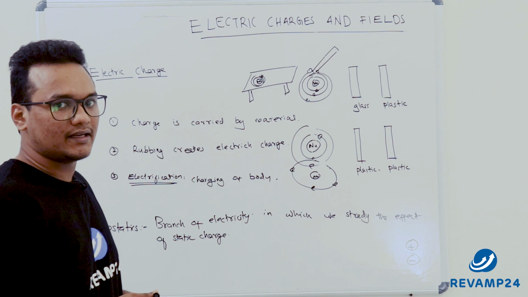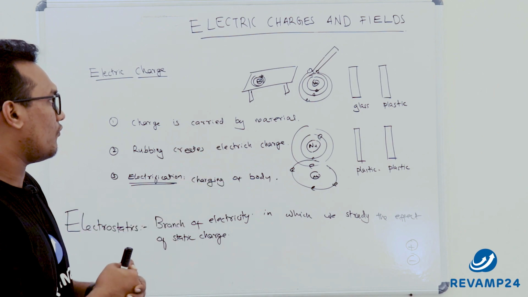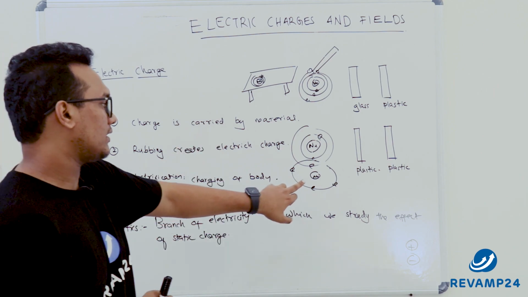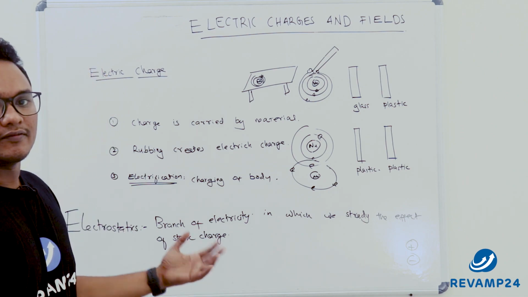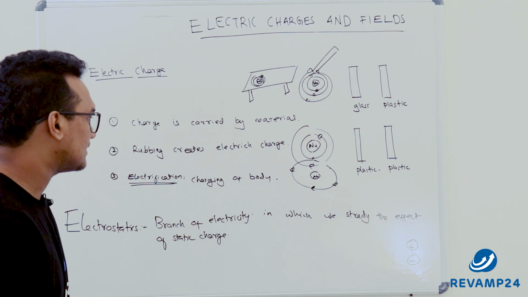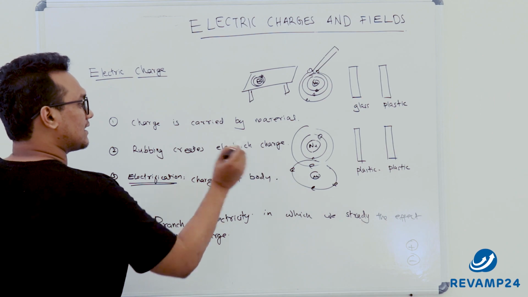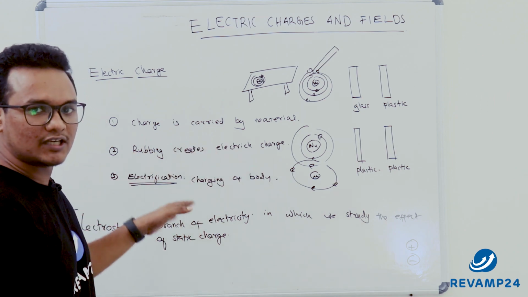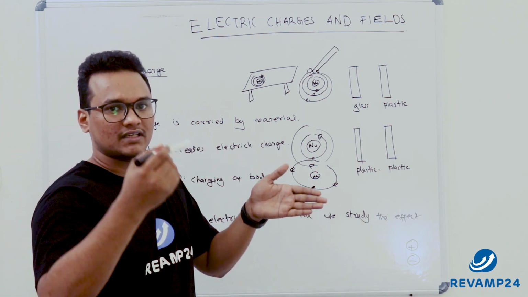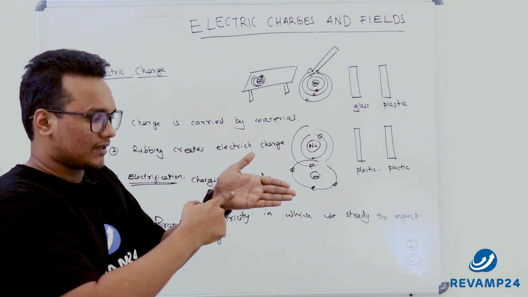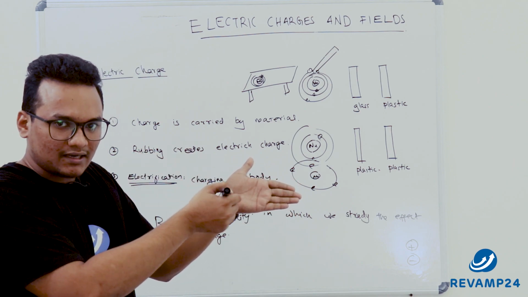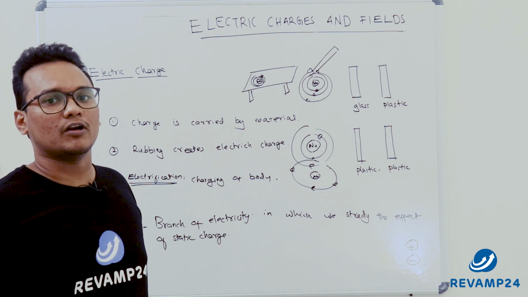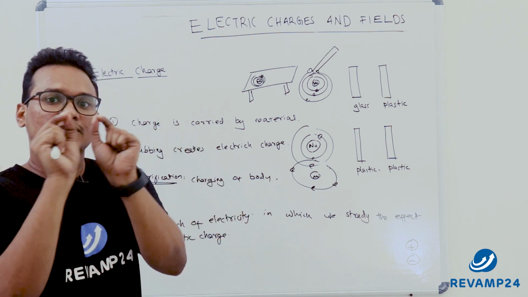That is an electron, right? I will explain to you why only an electron can be taken, why a proton cannot be taken from a nucleus. But this is the basic thing. Rubbing creates electric charge. So rubbing means there should be friction between two surfaces. I have one object, I have another object, I am rubbing. So the friction basically takes an electron from one object, and that is transferred to another object.